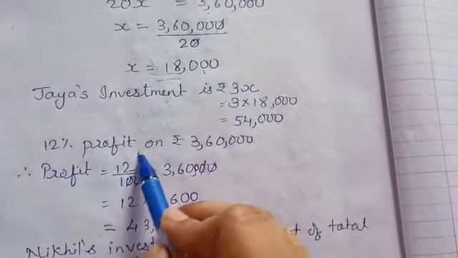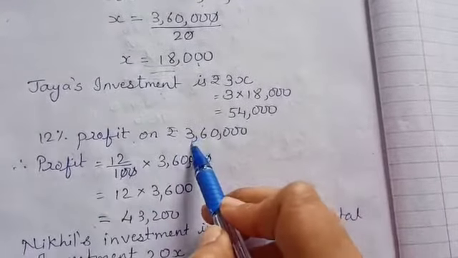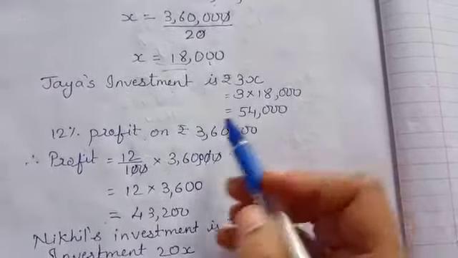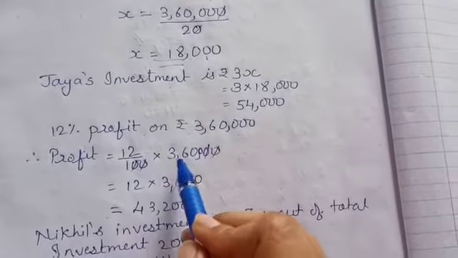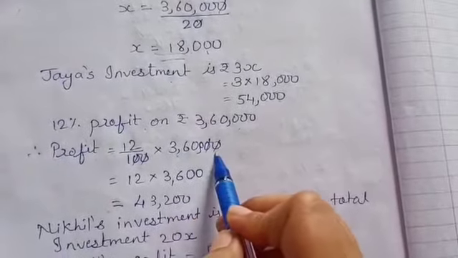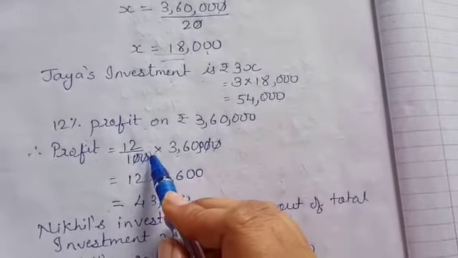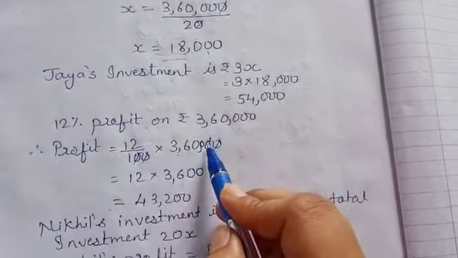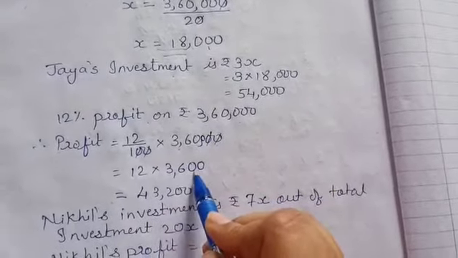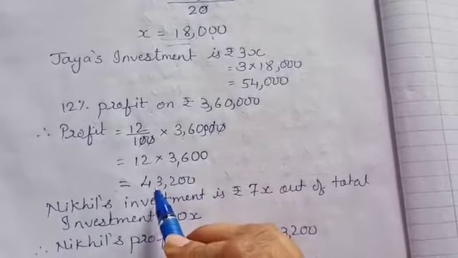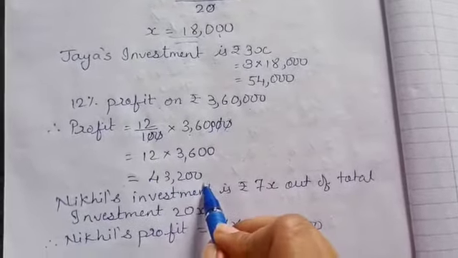Now 12% profit on rupees 3,60,000 is, let's see, profit 12 upon 100 into 3,60,000. So 100 and the 0s cut and it becomes 12 multiplied by 3,600. So you will get 43,200.